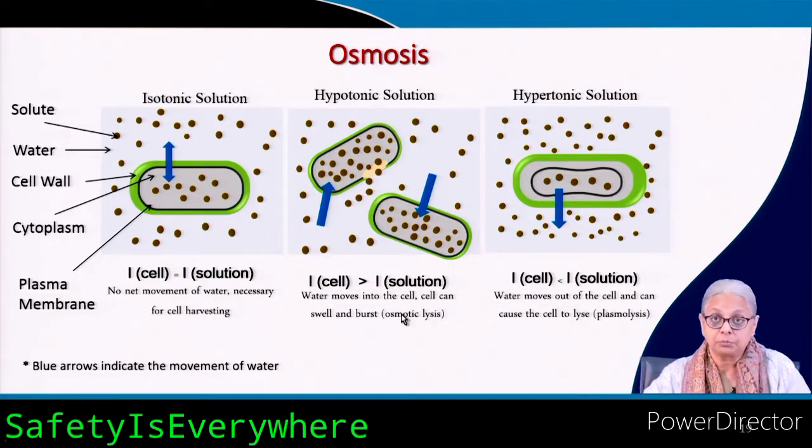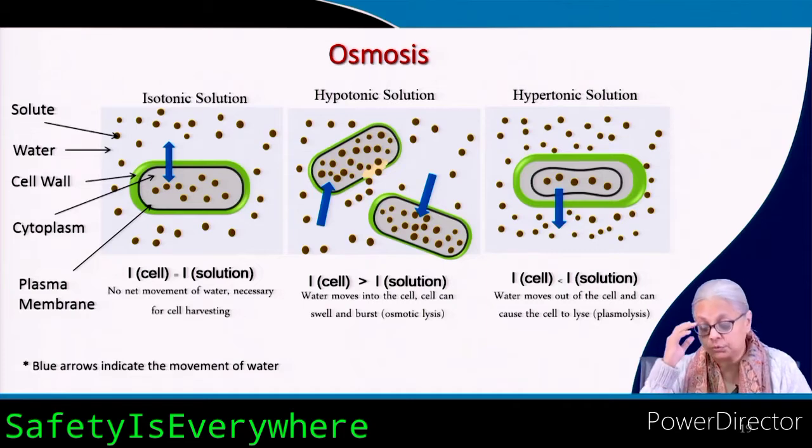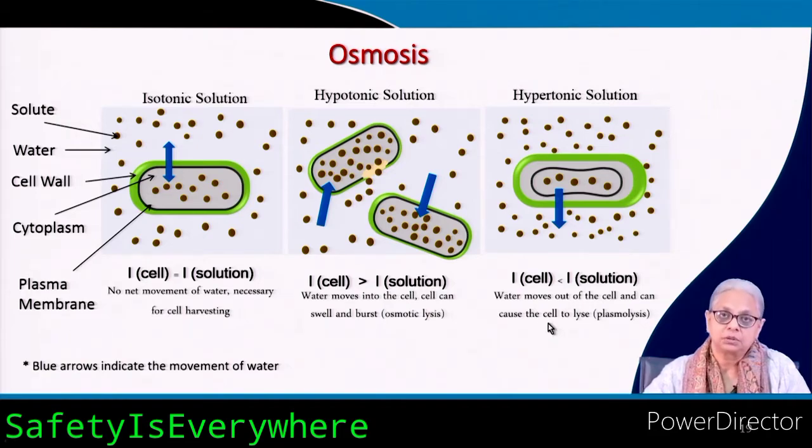So that is one possibility. When we are doing cell harvesting, when we are doing cell cultures, we have to make sure that we have this situation and not the other two. So this is called a hypotonic solution. Then you can have a hypertonic solution, where the ionic strength of the solution is greater than the ionic strength of the cell. In this case, water inside the cell will move out and it will cause the cell to lyse, and that's called plasmolysis.